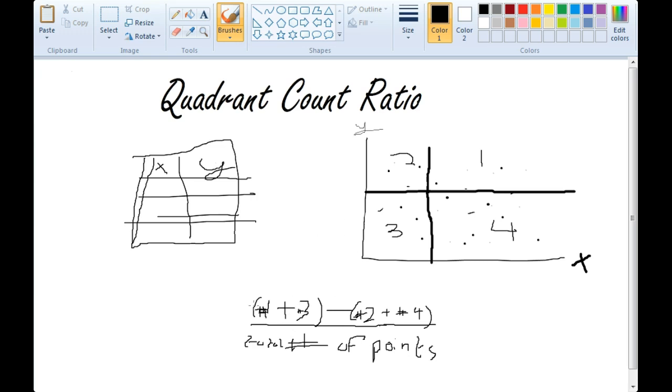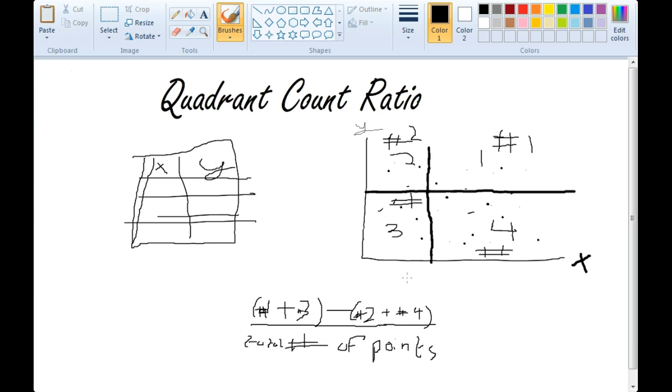So the number in 1 refers to quadrant 1. And number 3 refers to quadrant 3. Number 2 refers to quadrant 2. And number in 4 refers to quadrant 4. So imagine 1, 2, 3, 4, 5, 6.